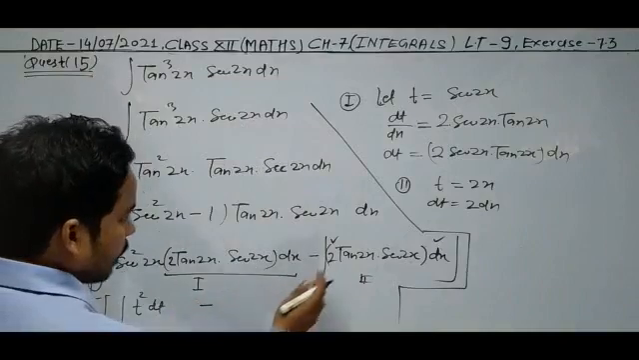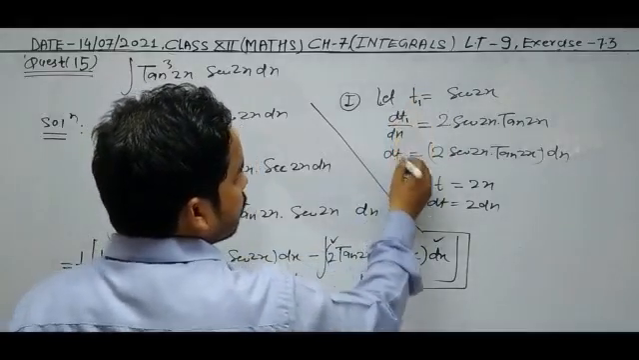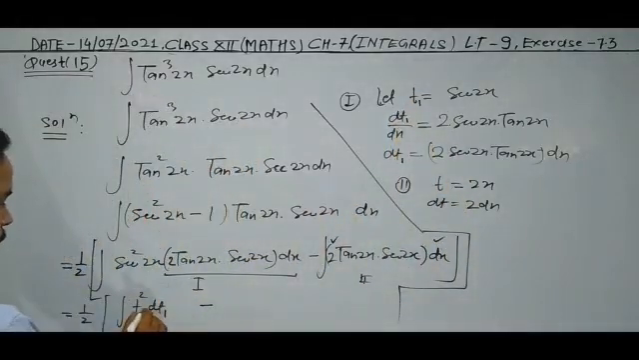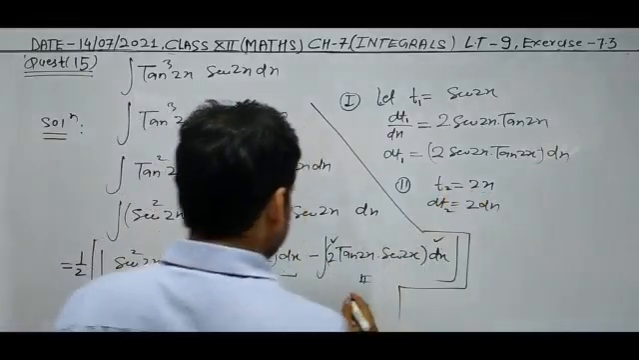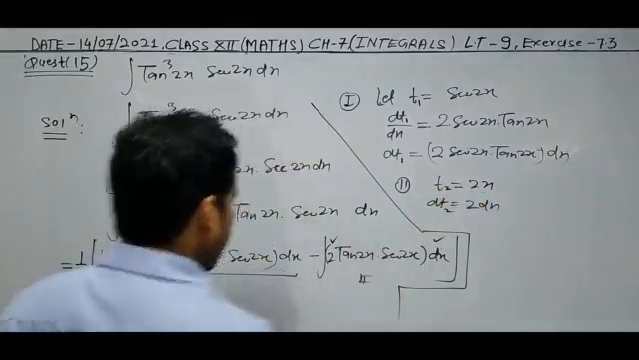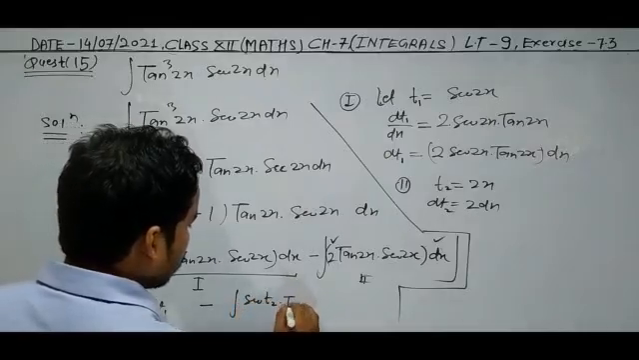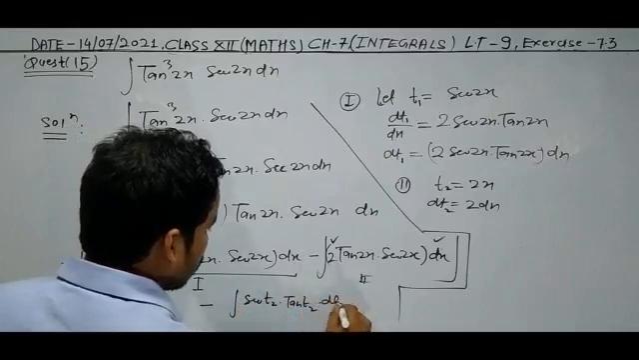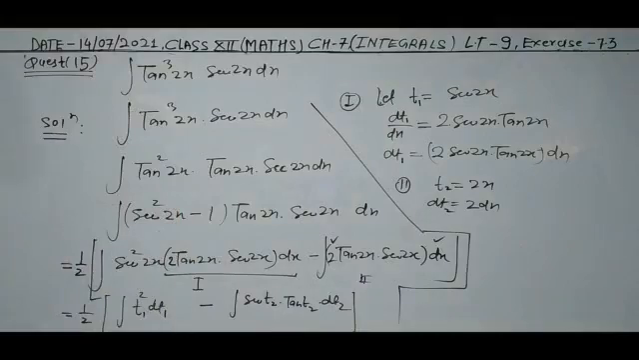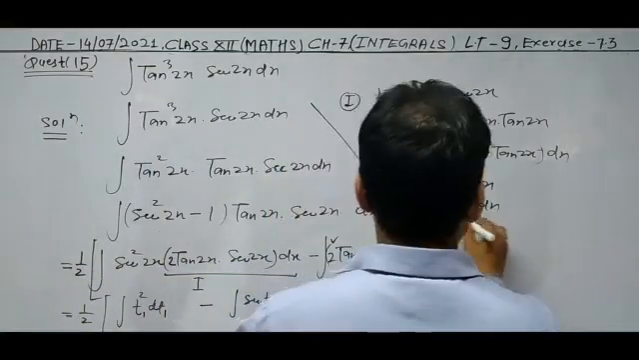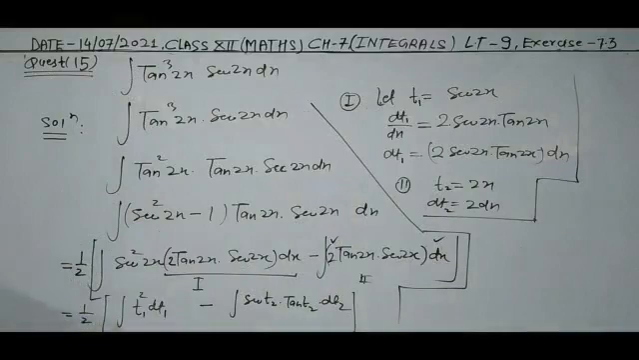So minus integration of sec t into tan t. Suppose this is, I have considered t, that should be t1, dt1 is here. Now we have considered t2, so dt2, so this will be integration over sec t2 into tan t2 into dt2. Now what will be its answer? Suppose this is rough work I have done, and now we have complete integration.